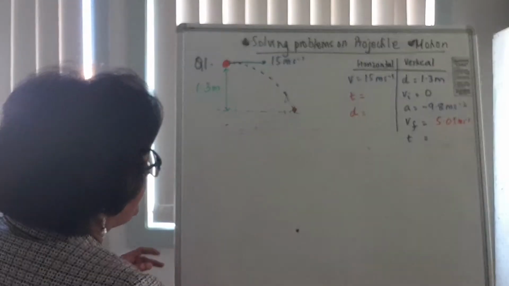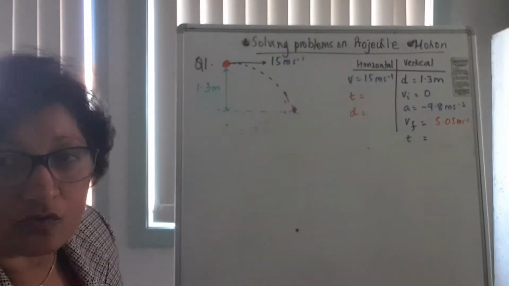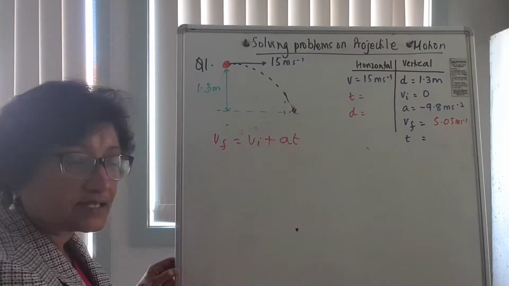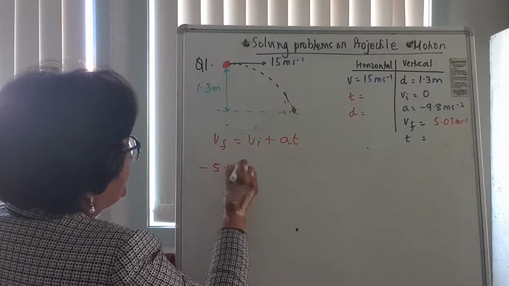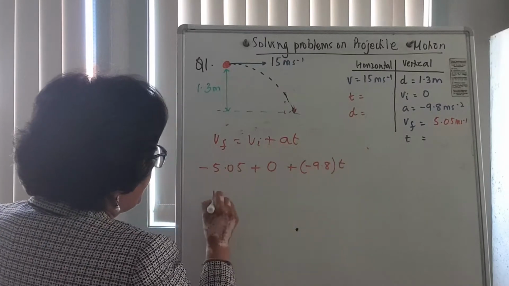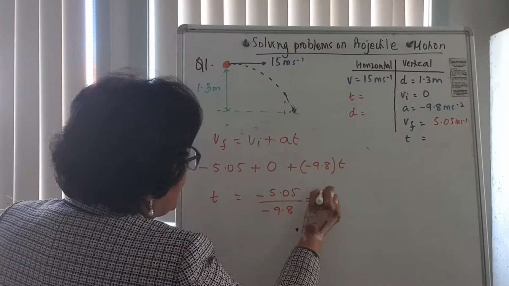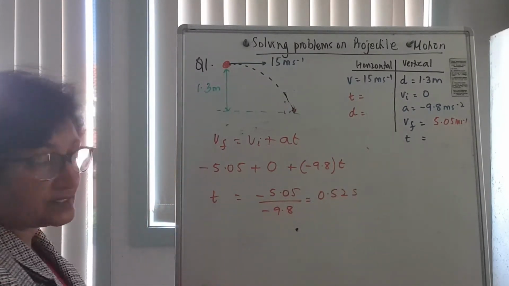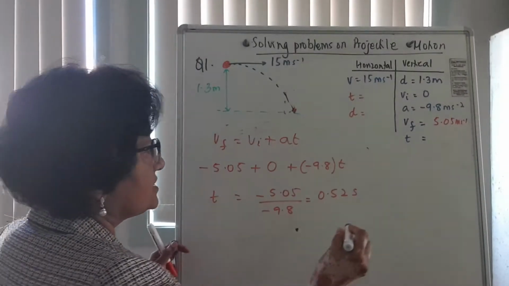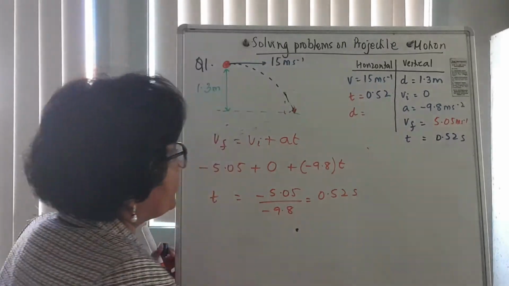Now the next thing we have to find is the time it takes to go from the top to the bottom, which is the same time it takes to go forwards. And we can find that using this equation, Vf equals Vi plus At. Vf we know is negative 5.05, plus 0, plus negative 9.8 times t, so your t is negative 5.05 over negative 9.8, and you end up with 0.52 seconds. Now the beauty about projectile motion is that the time is the same for both the horizontal and the vertical. So this is 0.52, this is also 0.52.